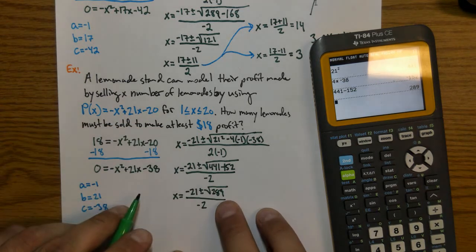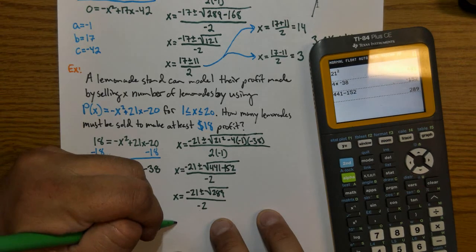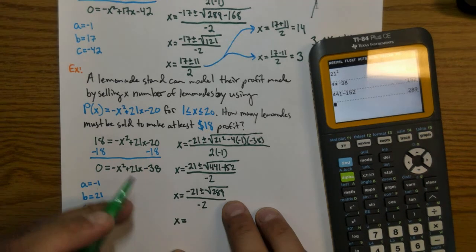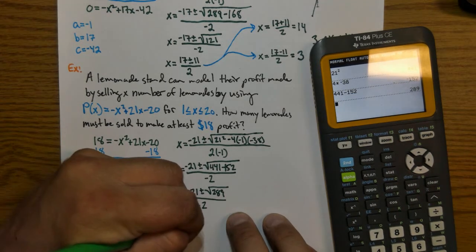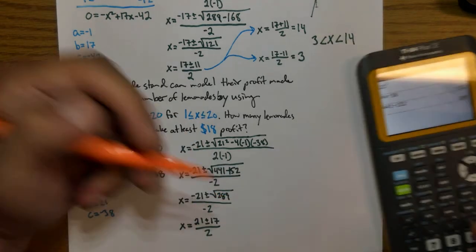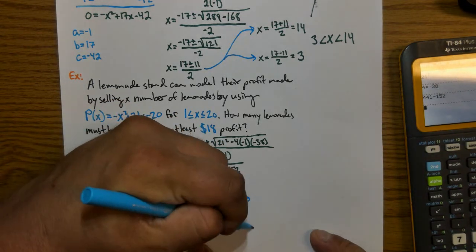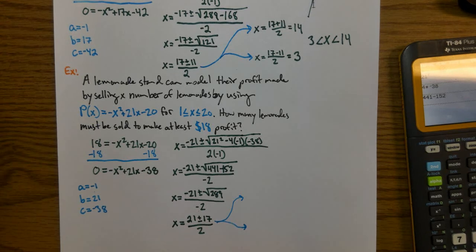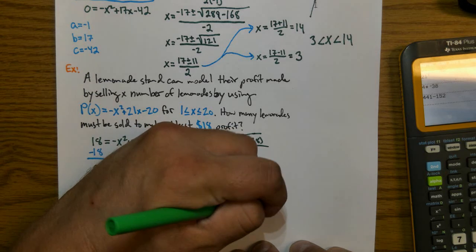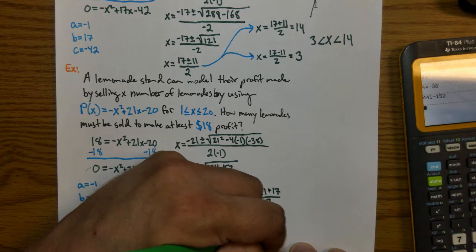And I believe from our last problem, 289 was the square of 17. So the square root of 289 is 17. And we can also drop these negatives because we have matching negatives. So 21 plus or minus 17 divided by 2. And then now we'll split our equation into two equations. So x equals 21 plus 17 divided by 2. x equals 21 minus 17 divided by 2.